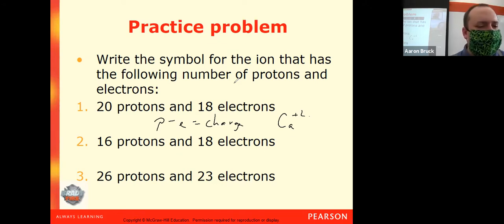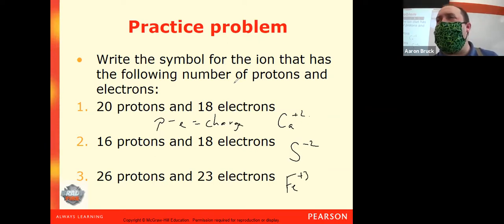For number 2, 16 protons and 18 electrons. 16 protons would give us sulfur, S. This would be a -2. 26 protons and 23 electrons. Element number 26, iron. 26 minus 23 is a +3.